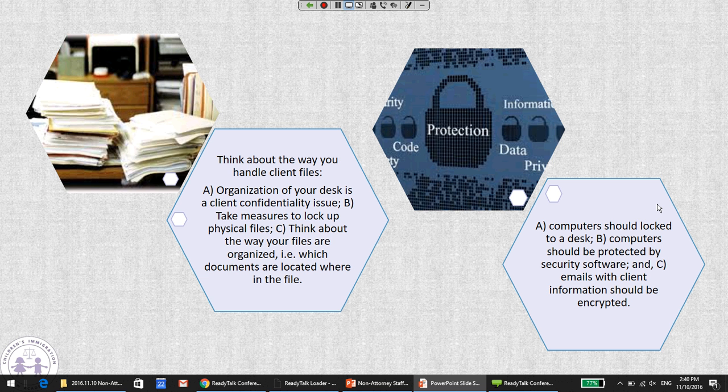Again, that's just in case, it sounds crazy, right? In case the office is broken into or something. Think about the way the files are organized, I already said, and which documents are located where in the file. Computers should be locked to a desk. So we mentioned there are network and IT security considerations, but there's also the physical safety of the computer. The IT security considerations are things about having access to your electronic files. So this means probably more logins and passwords to remember than most of us would like, but they're in place for a variety of reasons, and one of those, among others, is this confidentiality idea.